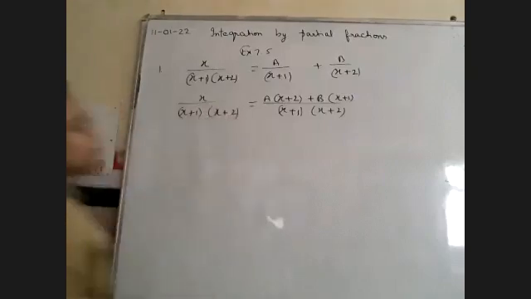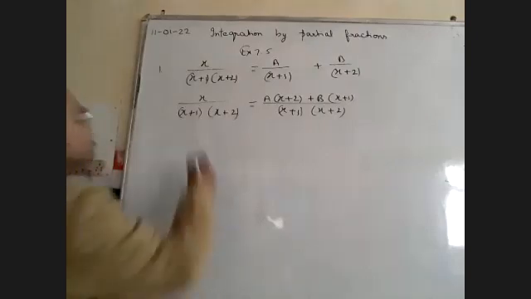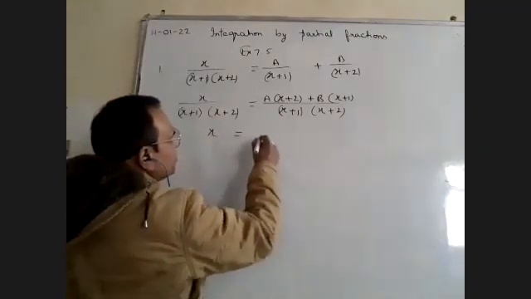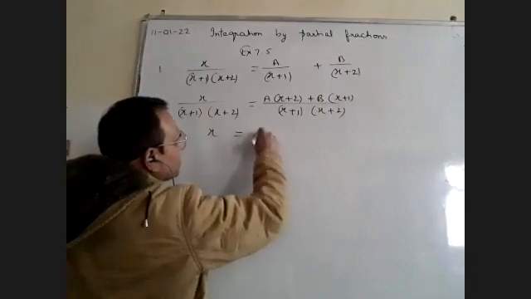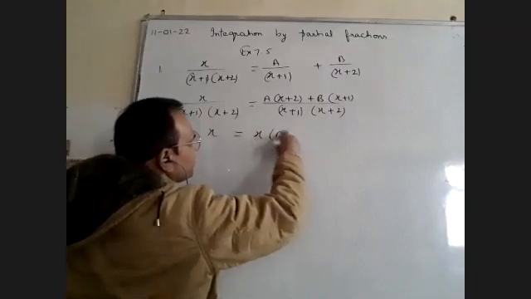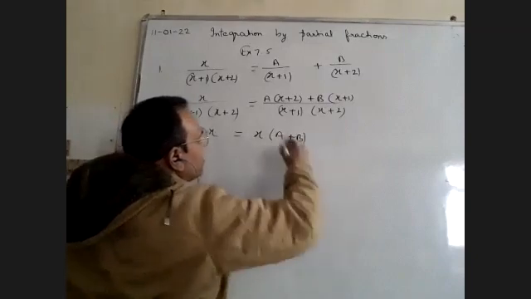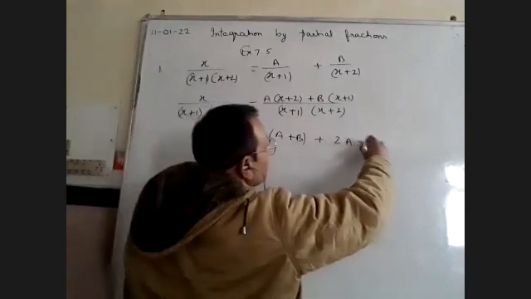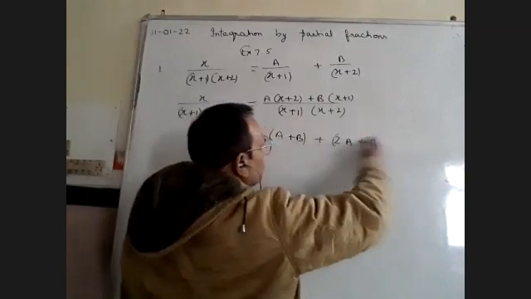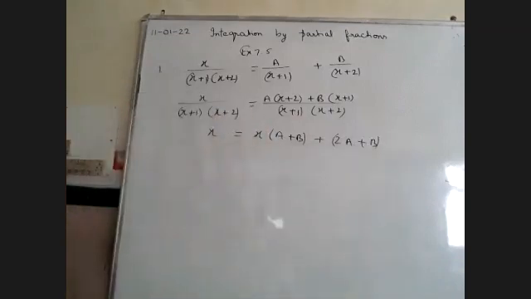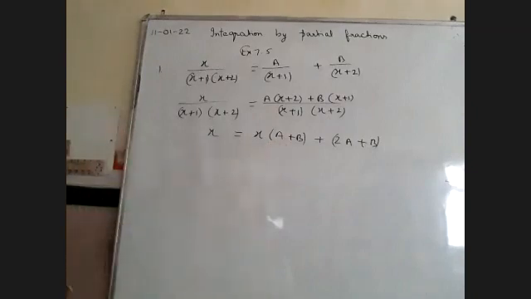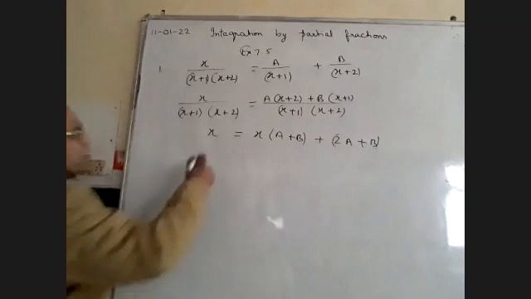Now you see the denominator of both sides is the same, so we can compare the numerator. The numerator on the left hand side is x only. Here we have a(x plus 2) plus b(x plus 1). We can separate the coefficient of x, so it will be a plus b, and the constant term is 2a plus b. So we have divided it in the form of ax plus b, and the constant term we have separated because we want to compare both the sides.